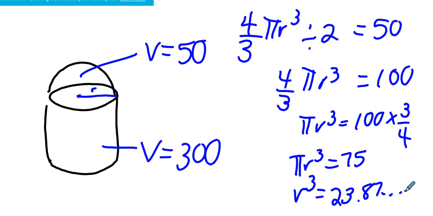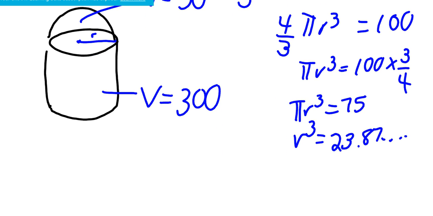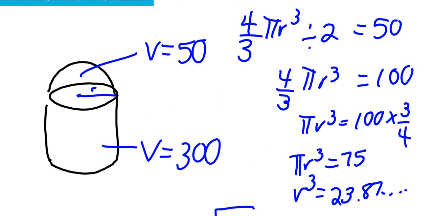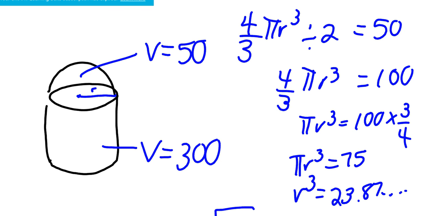We did that in class one time, on one of the problem solving days. So when I cube root it, I end up getting 2.879. So we'll say 2.9 approximately. Again, you're looking for the cube root on your calculator. So now I know that my radius is going to be about 2.9, and that's going to be the same for the cylinder.